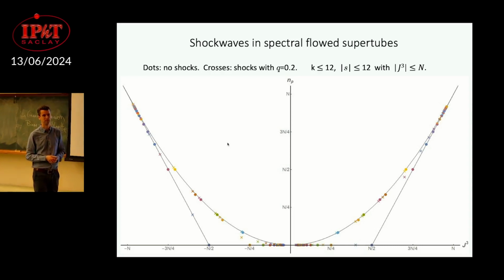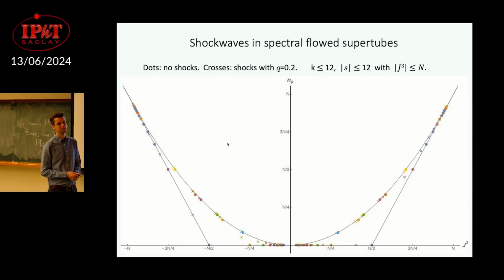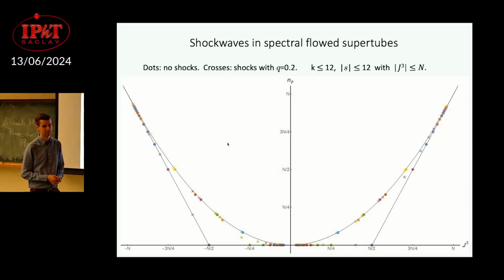Roberto also had a question. I think there seem to be two different ways of constructing these solutions, and I don't know whether they are the same. You may start with a supertube, add a shock wave, then spectral flow. Or you first spectral flow the supertube and add a shock wave. Does this give you the same thing?